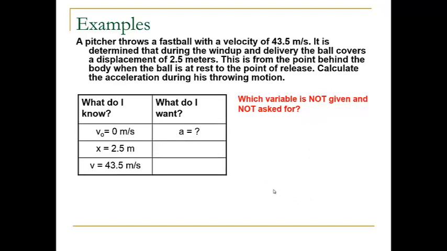Okay, the next one: a pitcher throws a fastball with a velocity of 43.5 meters per second. It is determined that during the windup and delivery, the ball covers a displacement of 2.5 meters. This is from the point behind the body where the ball is at rest to the point of release. Calculate the acceleration during his throwing motion.